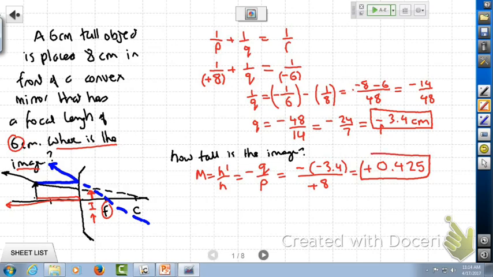Now, how do you know if it's magnified versus demagnified? More than one or less than one? Maybe less than 1 if it's demagnified. Demagnified. And how do you know if it's upright or if it's inverted? If it's positive, it's upright. Positive is upright, negative is inverted. Just like on a graph, right? So, yeah.